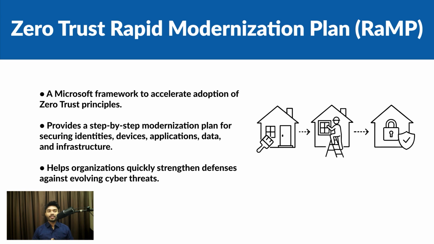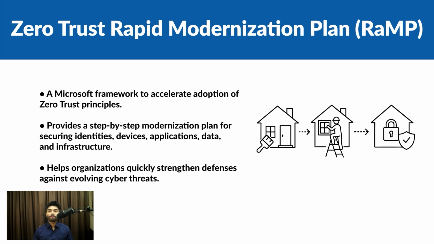Alright, today let's learn about Zero Trust Rapid Modernization Plan, known as RaMP. Imagine a company upgrading its security like renovating a house, starting with the doors, then the windows, and finally the locks.